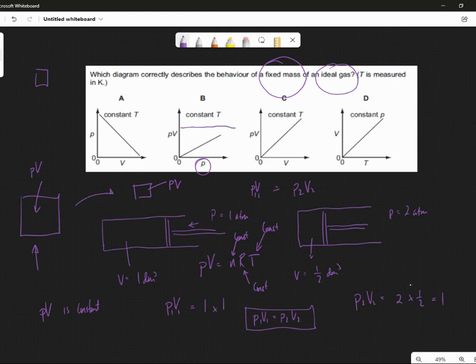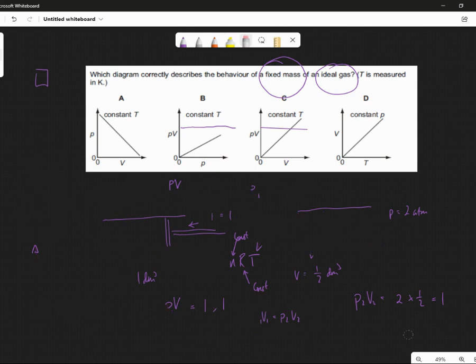PV against P is a constant. The same argument applies for this one. If I increase the volume, the pressure will decrease. If I make a gas bigger, the pressure in the gas will decrease, and so PV is a constant. Now, you may have seen this when we do PV against P.